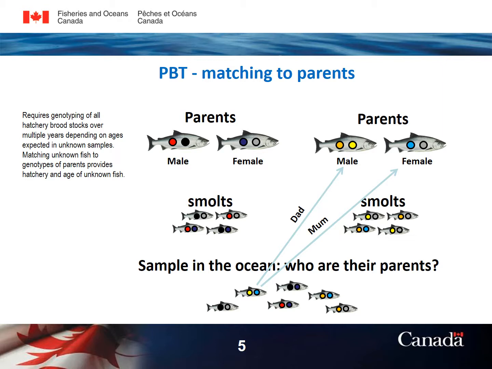The two methods, GSI and PBT, work together. First pass, we'll try to identify as many of the unknown fish matching to hatchery brood parents found in the PBT baseline. The remainder not matched are then identified by genetic stock identification to population and regional group from the GSI baseline.